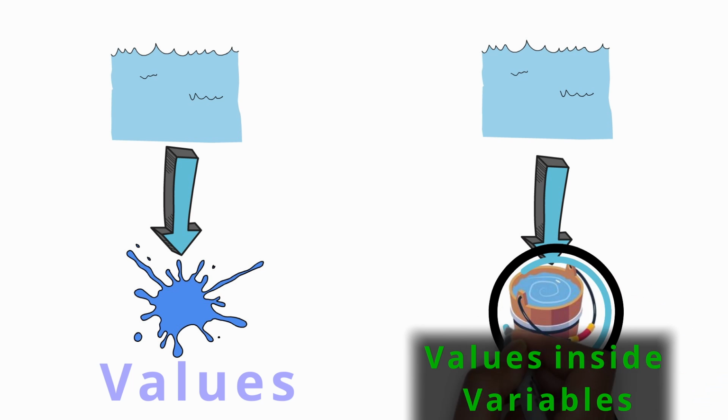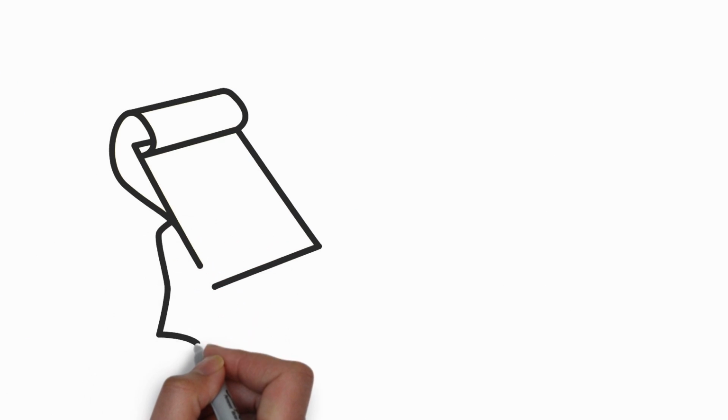Next time that we want to use the value, we will just check the variable. And we can do that as many times as we want, because checking the variable will not erase its contents. So basically, you can check the variable again and again.